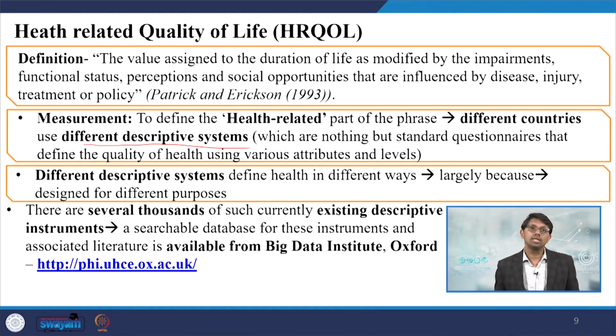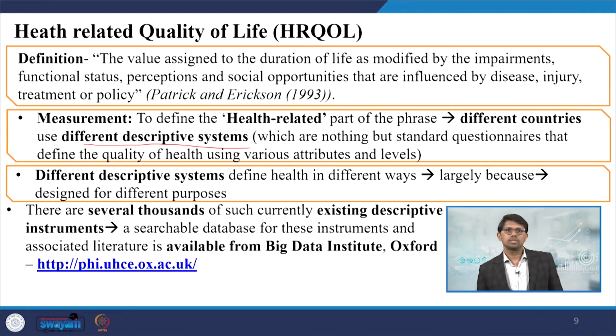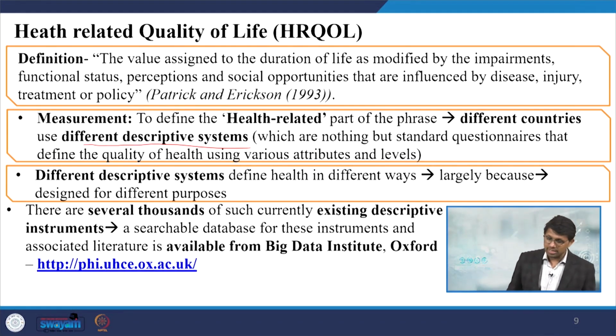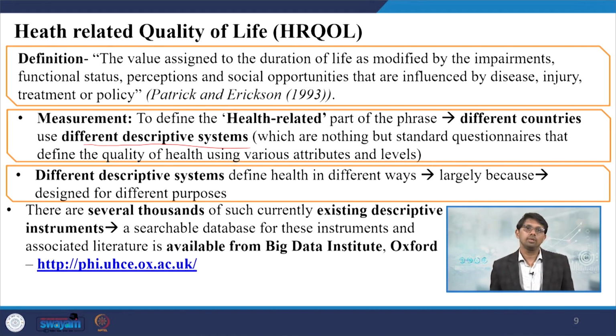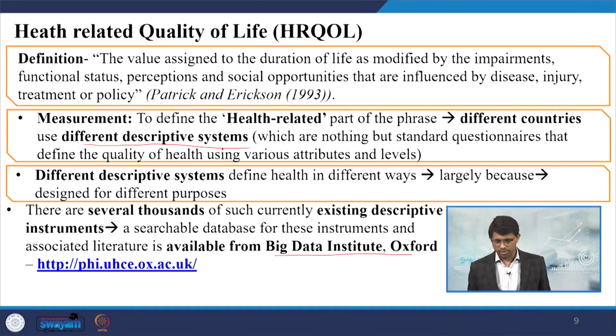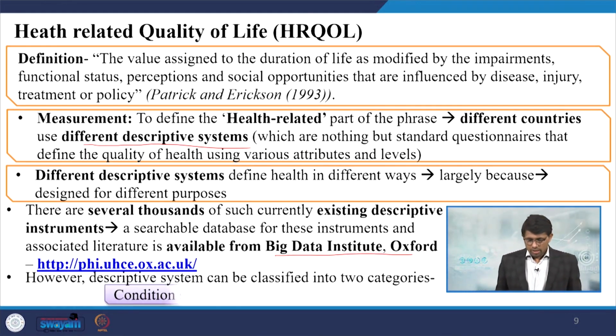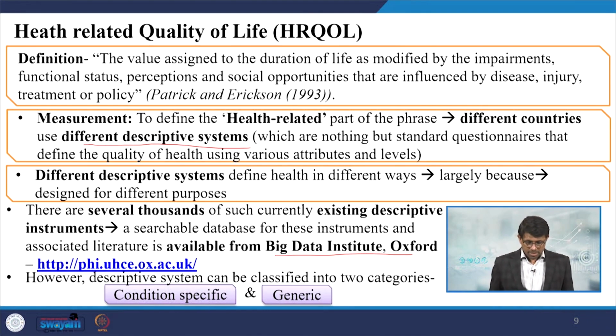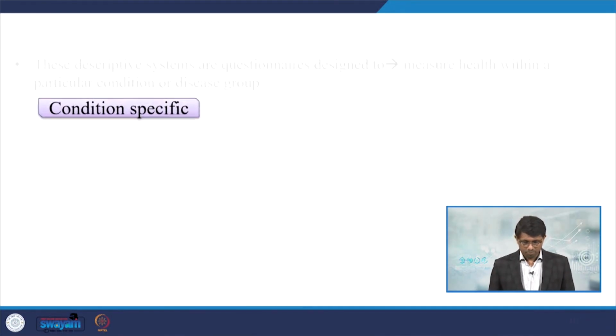There are several thousands of such currently existing descriptive instruments. A searchable database for these instruments and associated literature is also available in the Big Data Institute of Oxford. You can just follow the link, and some changes are there, you may please try to find out. However, the descriptive systems can be classified into two categories. One is called condition specific and another is called generic.